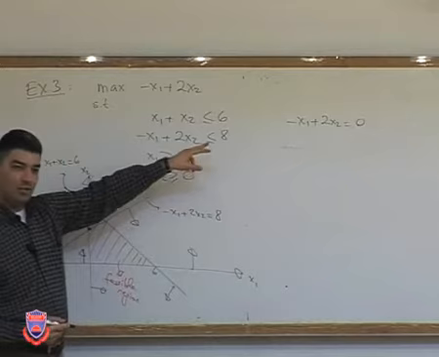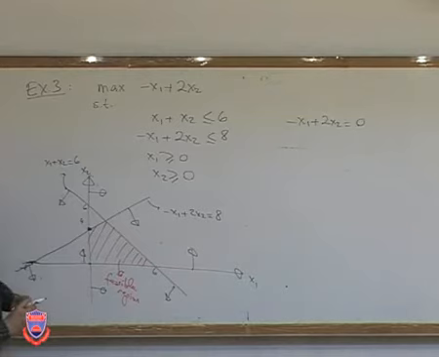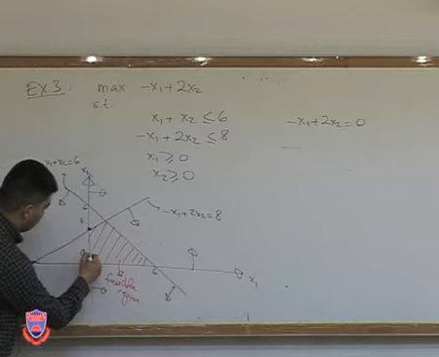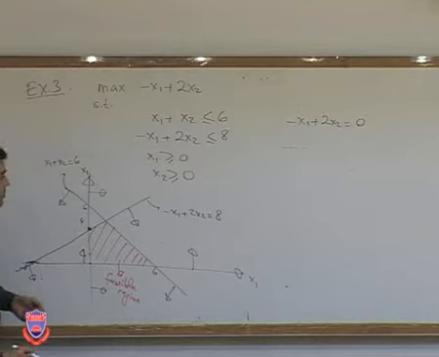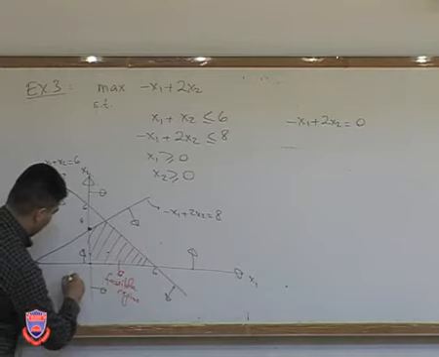That's one point. I need one more point, basically. So if x1 is equal to 2, x2 should be equal to 1, right? So basically, it goes through this one and this one. So it actually goes through these two points. So this is my isoprofit line. This is the line corresponding to minus x1 plus 2x2 equals 0.